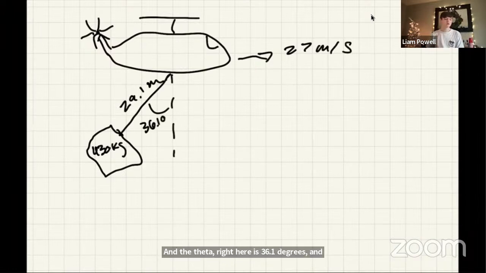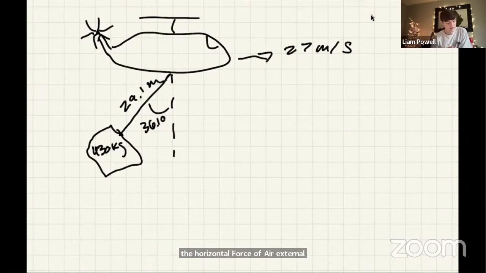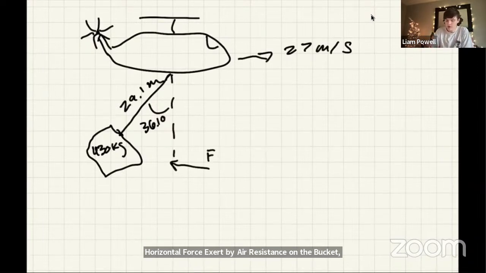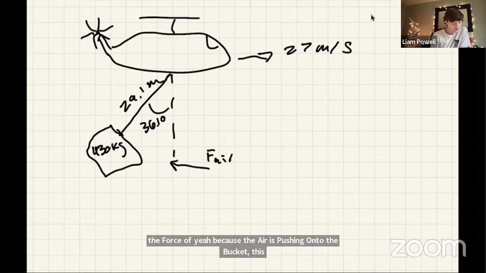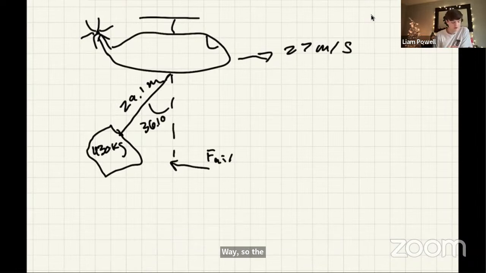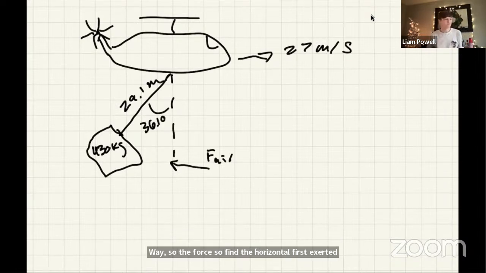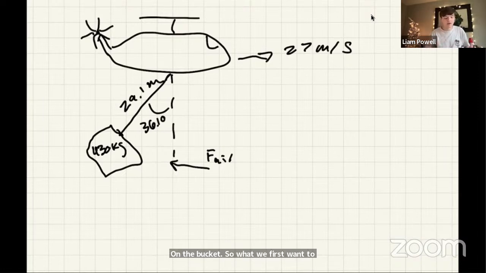And then find the horizontal force exerted by air resistance on the bucket. So that is the force of air resistance, because the air is pushing onto the bucket this way. So what we first want to do is, of course, divide everything into its components.